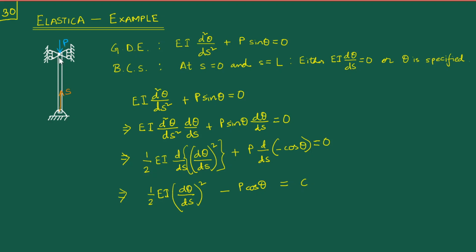We do not know anything a priori about the slope. So all that we can say is that theta at s equal to 0 and theta at s equal to L are not specified. Okay, so we must conclude that at s equal to 0 and s equal to L, theta is not specified, which means it must be true that at s equal to 0 and at s equal to L, EI d theta ds is equal to 0.